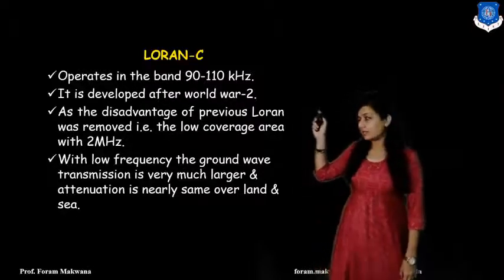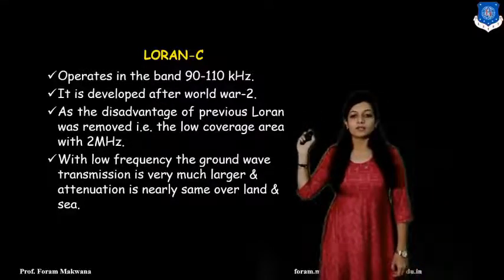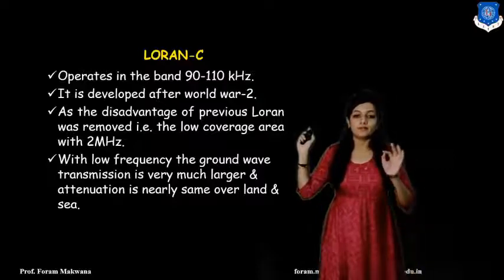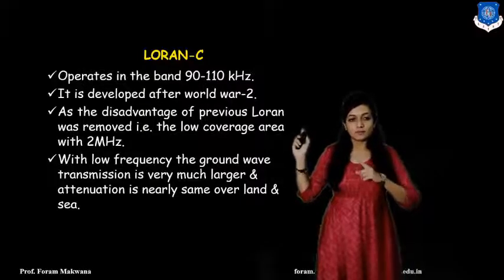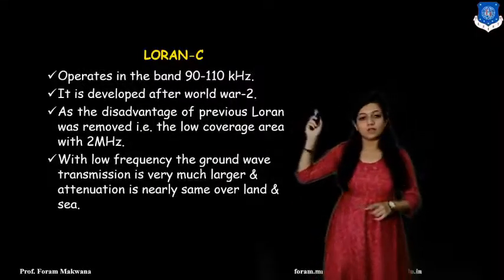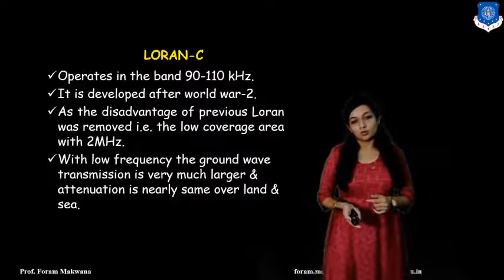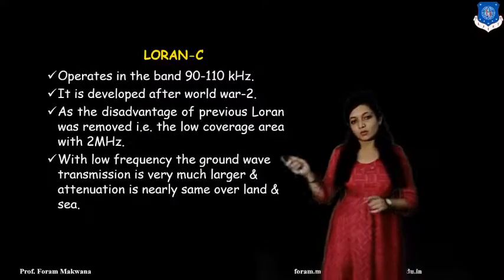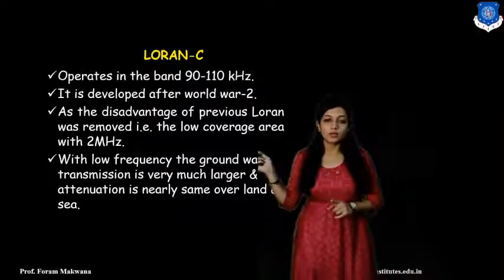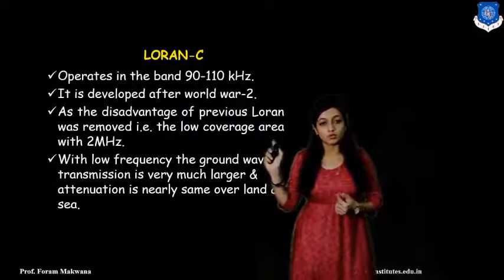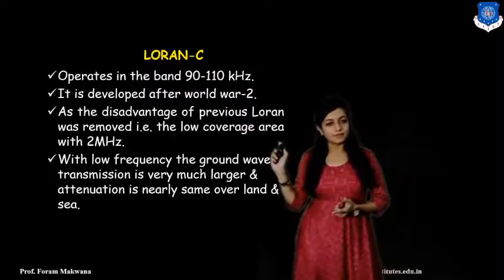Second is LORAN-C. So LORAN-A and LORAN-C, what is the difference? The difference is in the operating frequency. LORAN-A was the first developed. After that, LORAN-C was developed, which operates in the band of 90 to 110 kHz. It was developed after World War II. As a disadvantage of the previous LORAN, the lower coverage area was there in LORAN-A, so that error is going to be reduced with the help of LORAN-C, right?